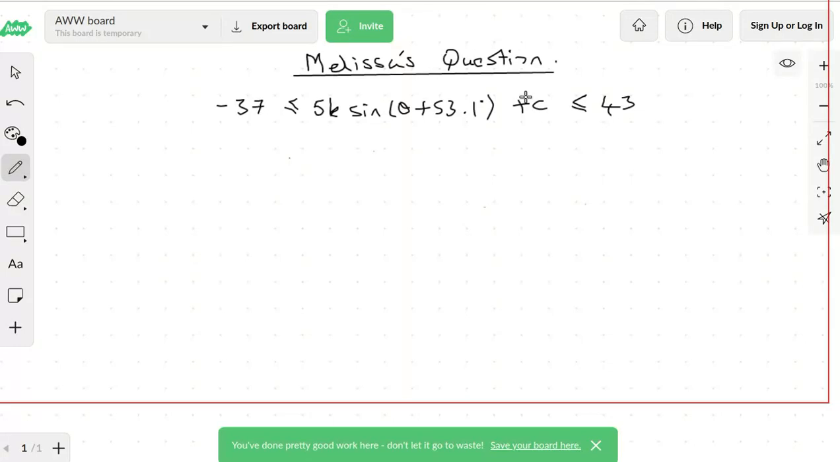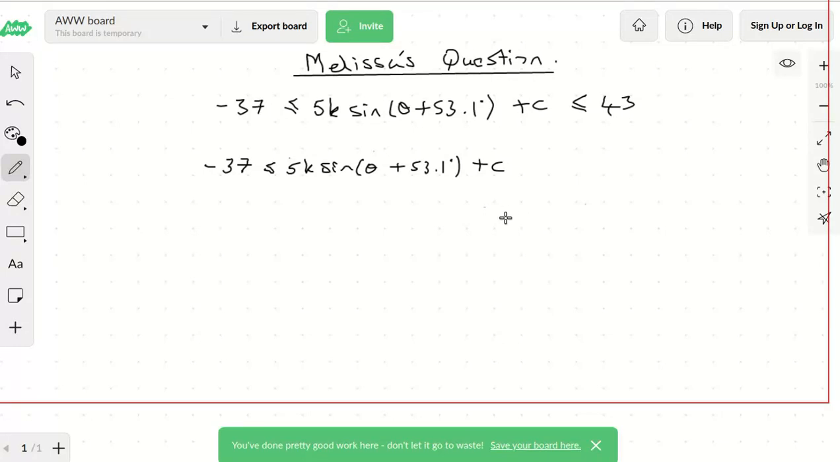Okay, so now what are we doing? Well, we've got to basically solve this equation, find the values of k and c for which that's true. On first inspection, I'd be thinking this maybe looks like simultaneous equations. In other words, I could say, well, if that's true, then minus 37 is going to be less than or equal to 5k sine theta plus 53.1 plus c.